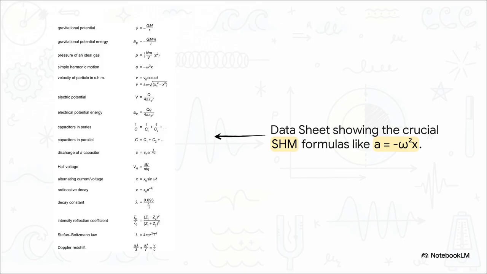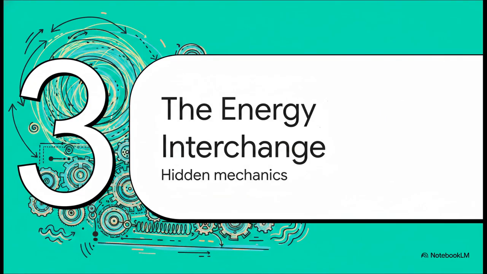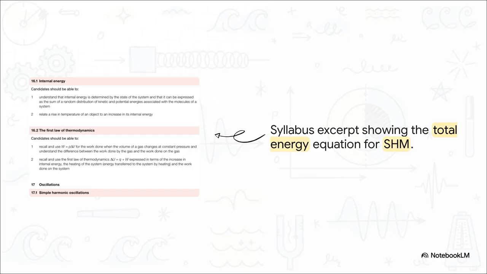I know it looks a little intimidating at first glance, but it's just telling you a very logical story about a rubber band. Section 3, the energy interchange, the hidden mechanics driving the motion. Okay, let's keep building on this. We know how to describe the swing itself, but what is secretly fueling it? Let's peel back the visible motion to reveal the invisible exchange of energy happening right beneath the surface.